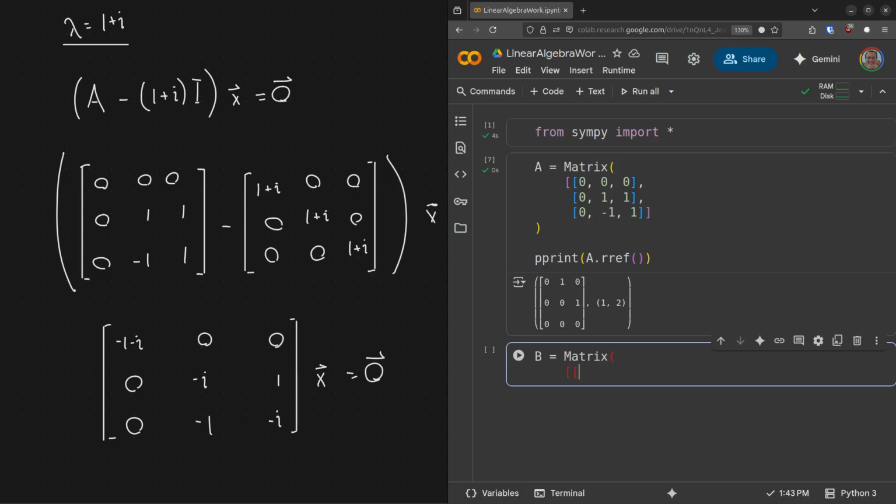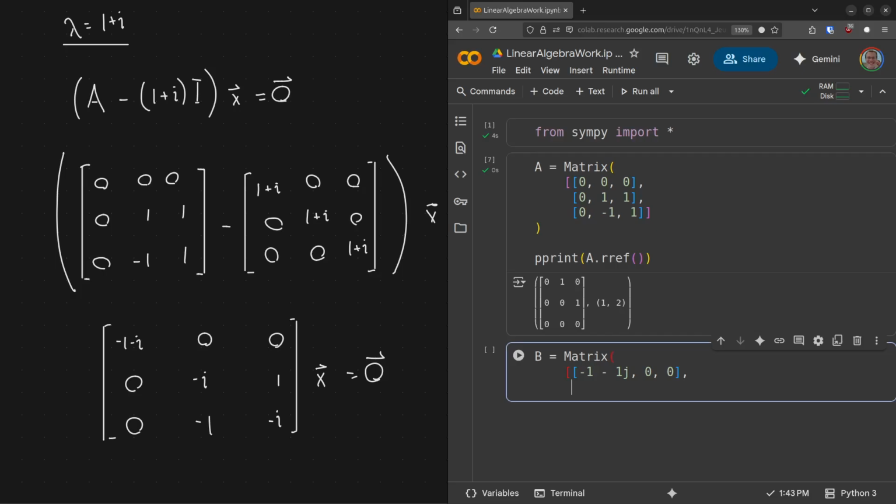Python actually uses the engineering convention. Engineers use the letter J for imaginary numbers, so we're going to use the letter J when we put it into our calculator. Another thing, you cannot just put a J. It has to be a coefficient in front of that J. So the first entry is negative 1 minus 1 times the imaginary number. Then 0, 0.